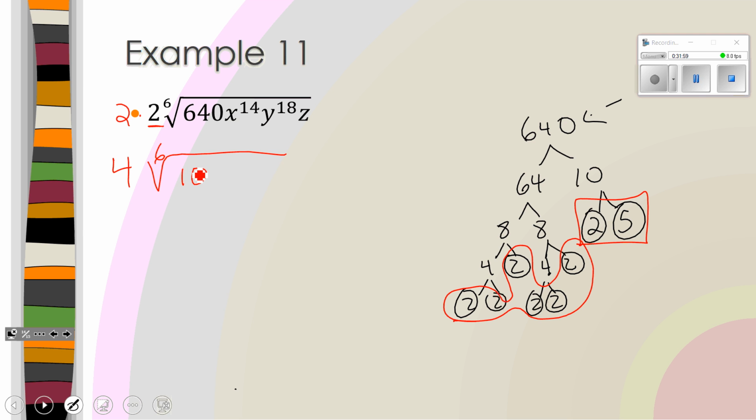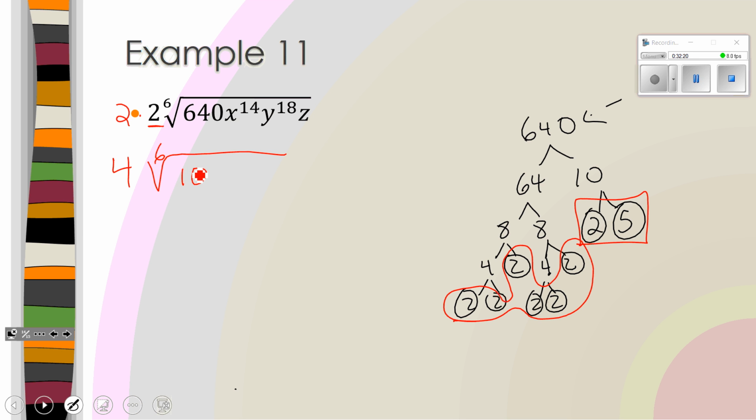Now, if that's too much for you, then I encourage you to write 2 times 2 times 2 times 2 times 2 times 2 times 2 times 5 and circle your group of 6. Does everybody understand why I need a group of 6? Everybody get that? This kind of reminds me of Phase 10. Anybody ever play Phase 10?